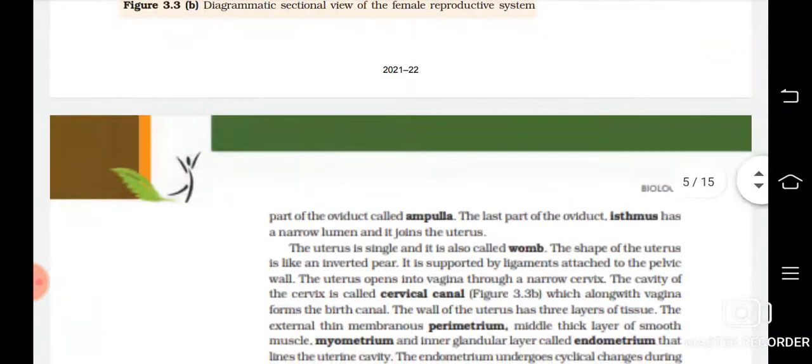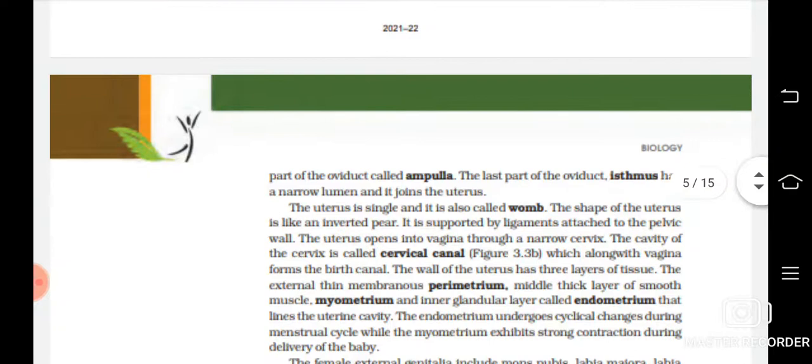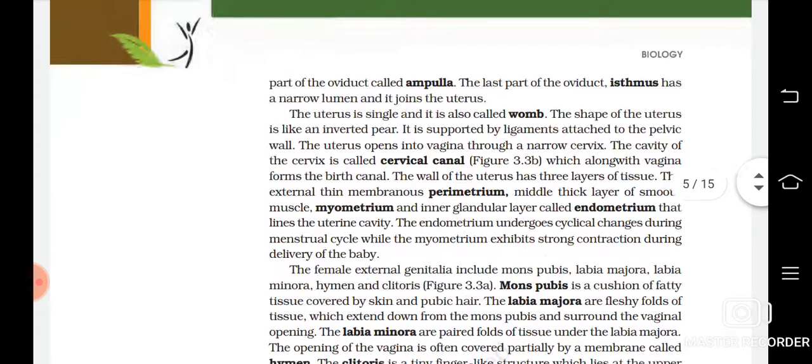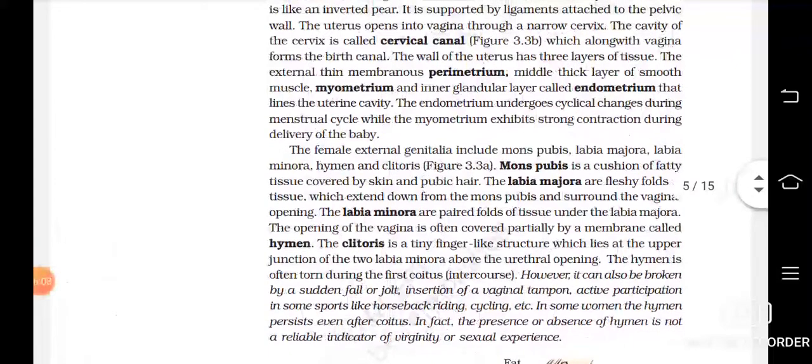Next, the uterus. What are the parts of the uterus? The uterus is made up of three layers, or three membranes. The external membrane is known as the perimetrium, the middle layer is the myometrium, and the inner layer is the endometrium. Among these, which undergoes cyclic changes? The endometrium. The myometrium's function is that it helps in the delivery process. Then I have also explained the various parts of the external genitalia, so this also you have to see.